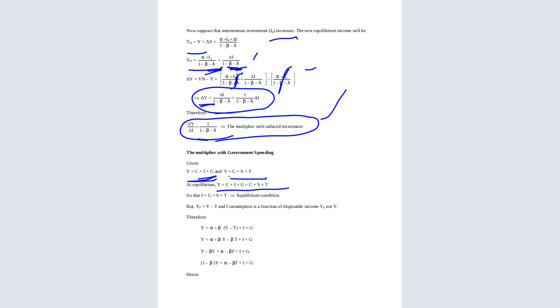Which simply means that investment should be equal to what? To savings, and the government expenditure should be equal to taxes that are collected. So this one is an equilibrium condition, that investment plus government expenditure should be equal to savings plus taxes at equilibrium.